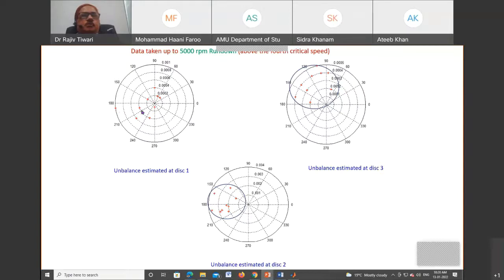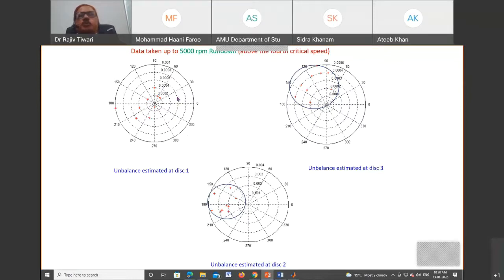So these are the unbalance estimates for different runs. You can see this is the overhang disk, the second and third disk unbalance. So the star's radial position represents the amplitude of unbalance, and the orientation represents the angle of that. And here you can see a lot of variation in the estimates when we have different runs. But in the second and third disk, the pattern was quite consistent. That was coming here and also here. So not much variation as compared to this was there.